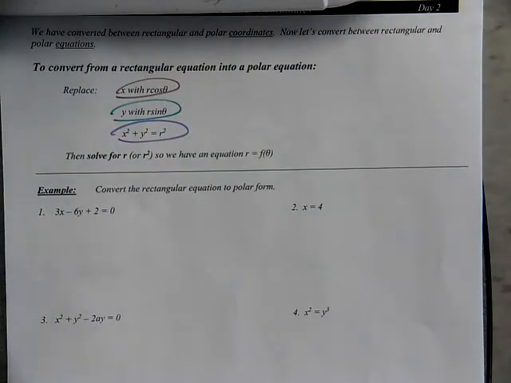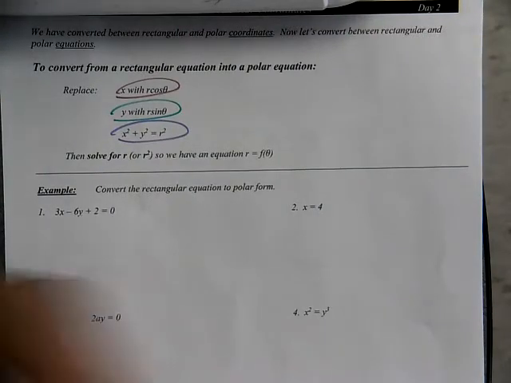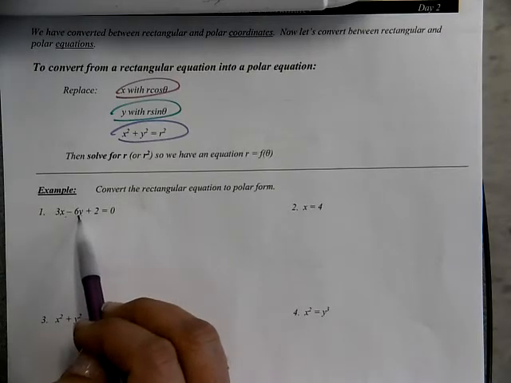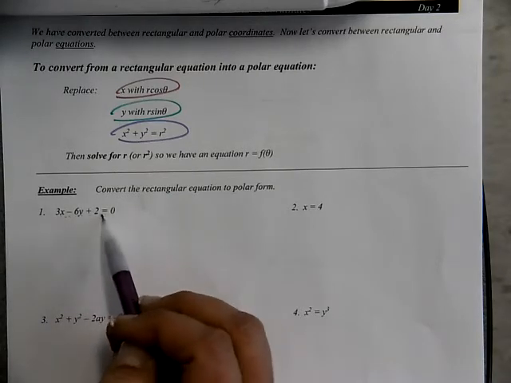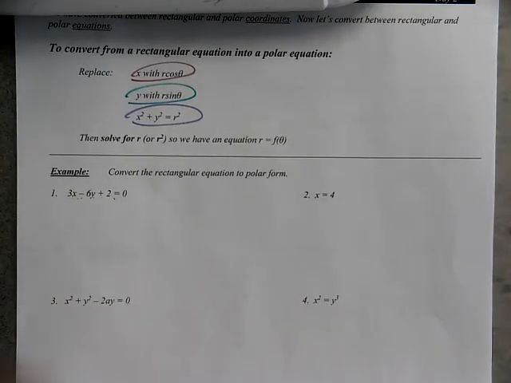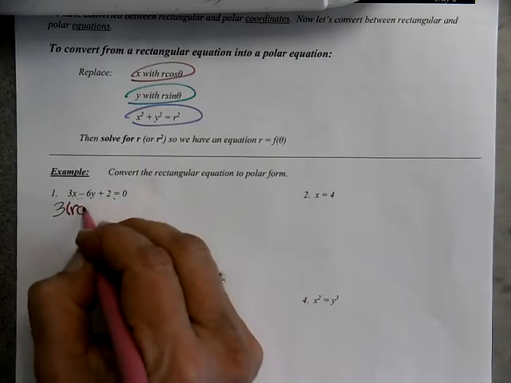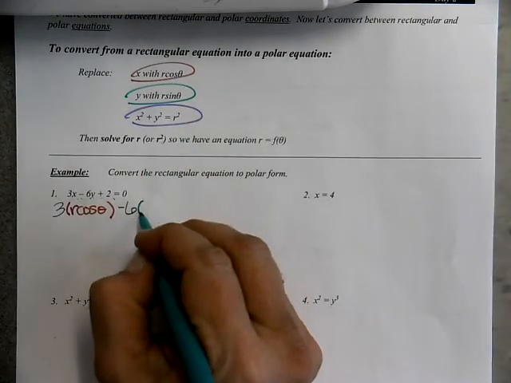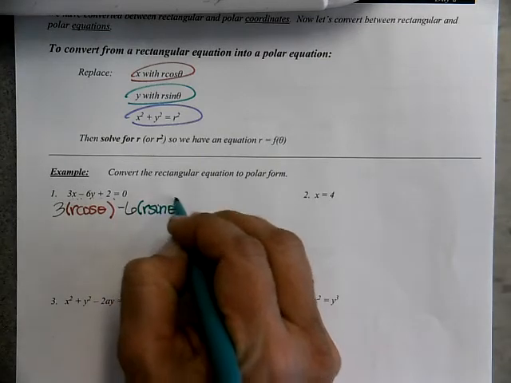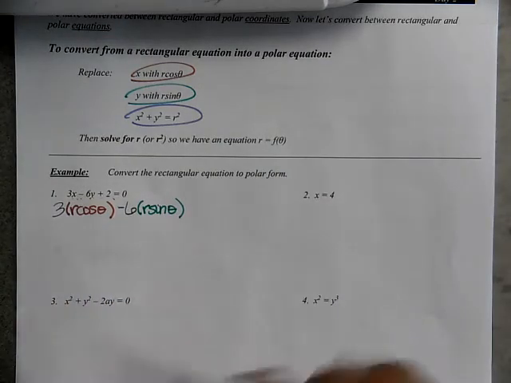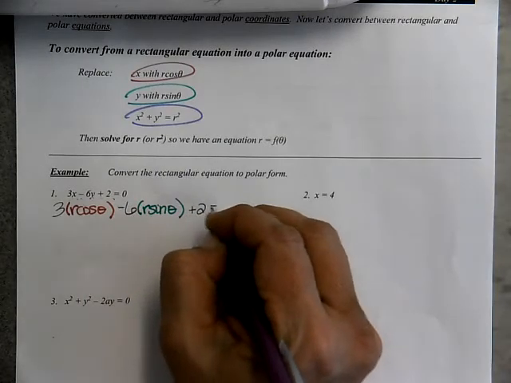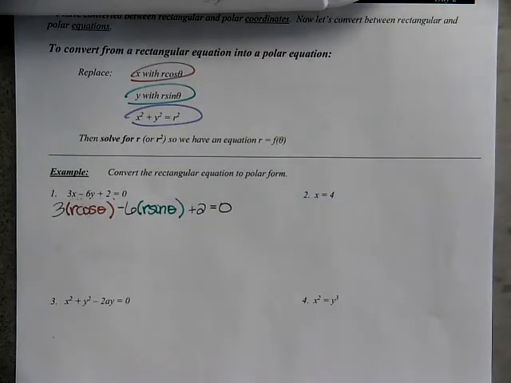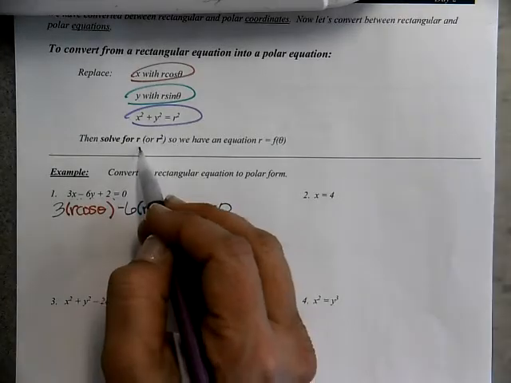Okay, so let's convert the rectangular equation to polar form. So notice I have 3x minus 6y plus 2 equals 0. And so I notice that I have 3, and then in place of the x, I can put r cosine theta, minus 6, and instead of the y, I can put r sine theta. And then I have plus 2 equals 0. Okay? So again, our goal is going to be to solve for r.